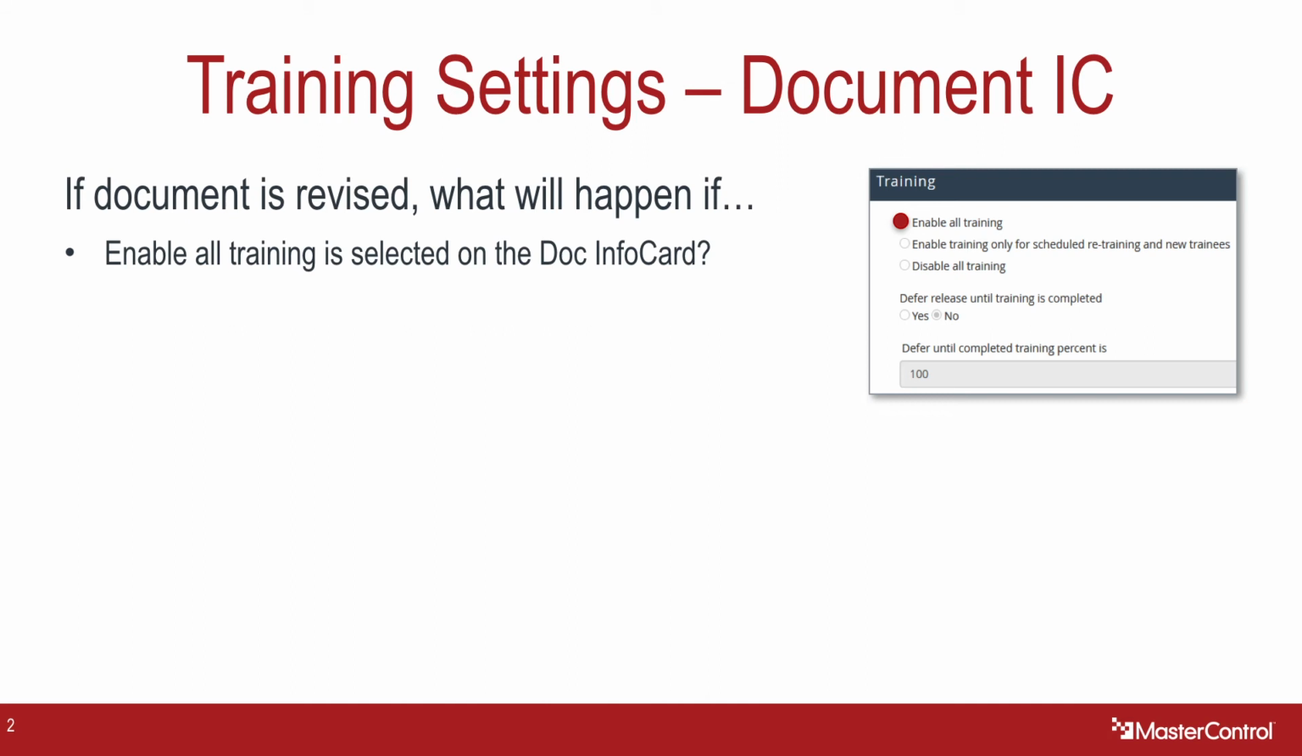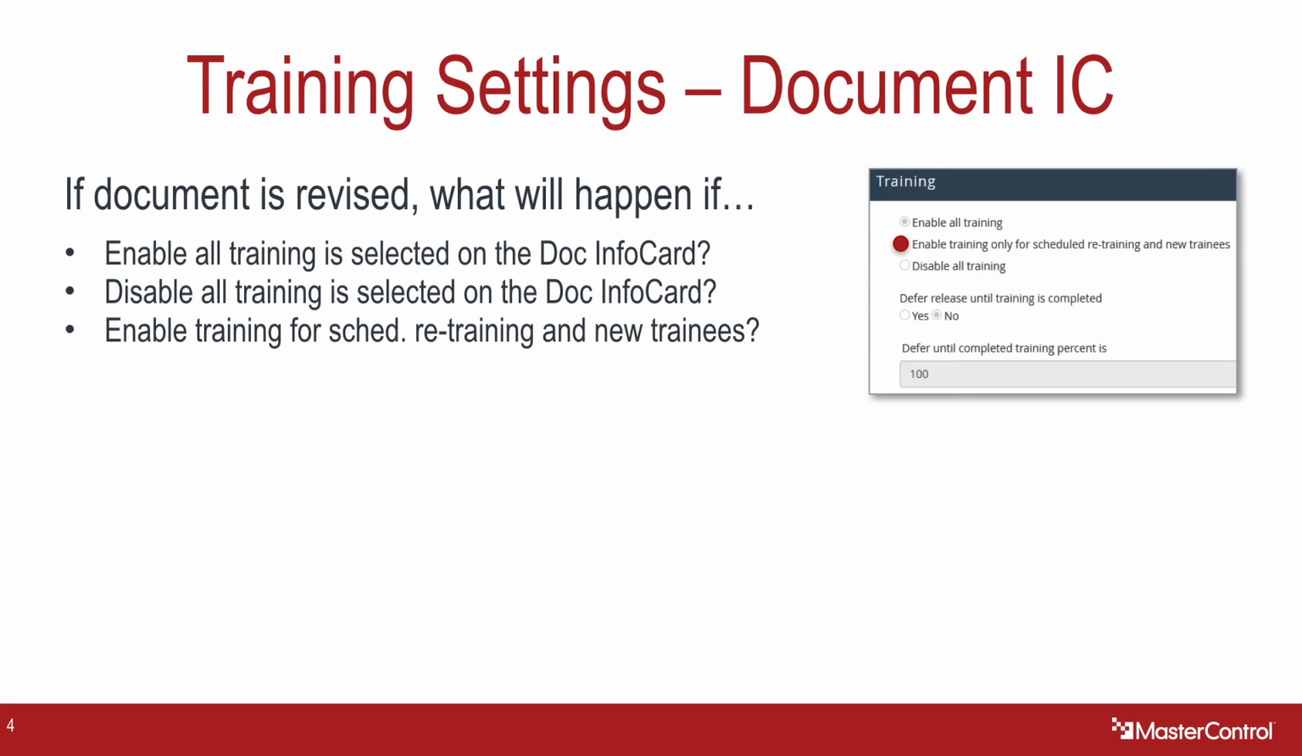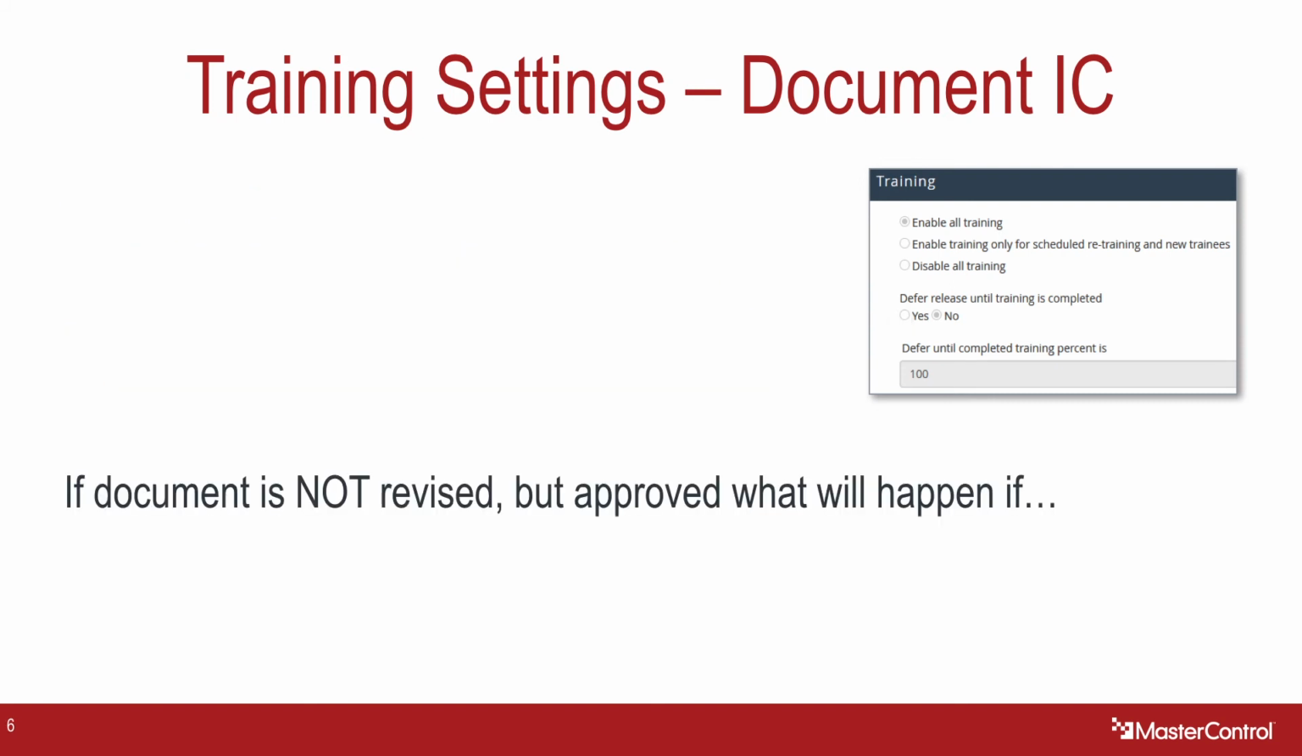But if you have to go in and, let's go to disable all training, no training is going out, right? And then enable training for scheduled retraining, I'm an advocate for that. It won't go out if you just have to do a versioning of the document. So you go in and do a spelling modification, you quick approve it, it's not sending training to everybody. And then defer release, again, can go 75 to 100%.